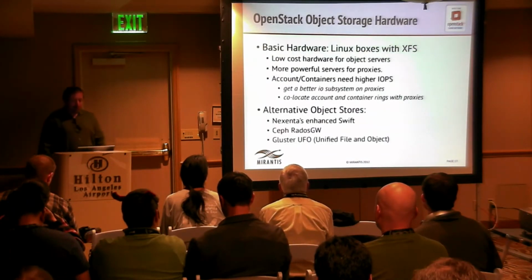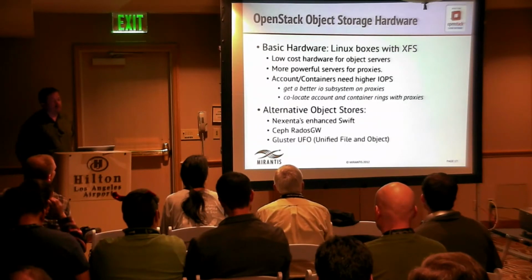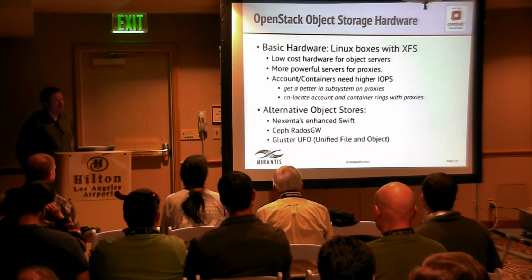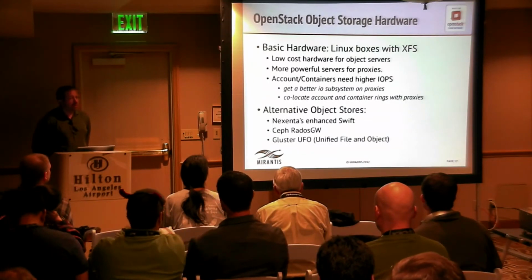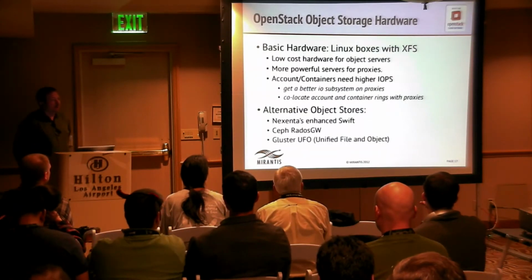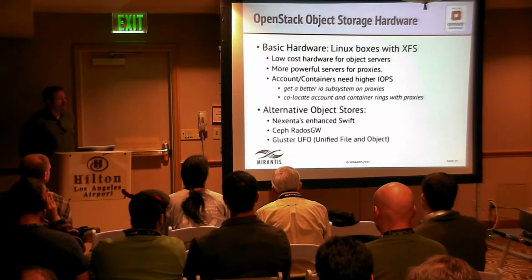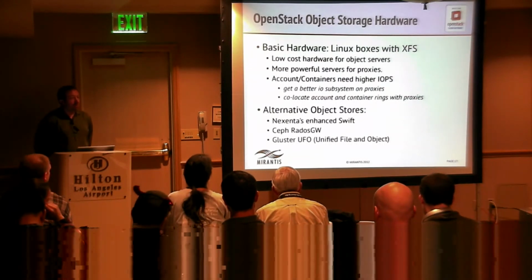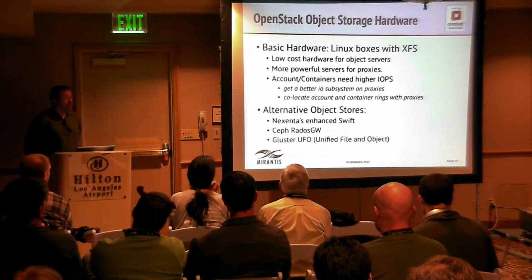So what's there? Well, basic hardware is Linux boxes. It uses XFS. It could use other file systems such as ext4. XFS has far better metadata operations. So right now, XFS performs somewhat better. Eventually, it will probably be replaced by Btrfs once Btrfs stabilizes.